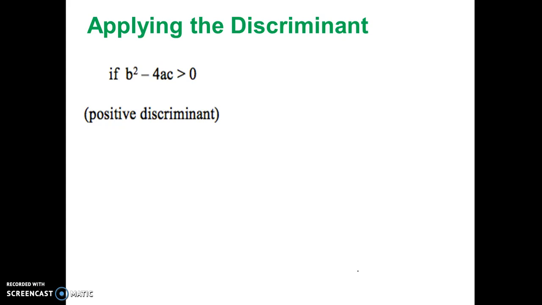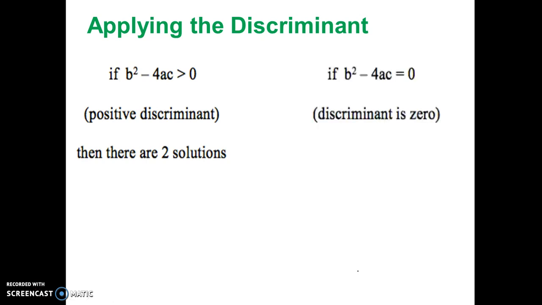First of all, this is called the discriminant, b squared minus 4ac. That is the portion of the quadratic formula that is within or under the root sign. If the discriminant is greater than 0, in other words, if we have a positive number under the root sign, then there are two solutions to the quadratic equation.